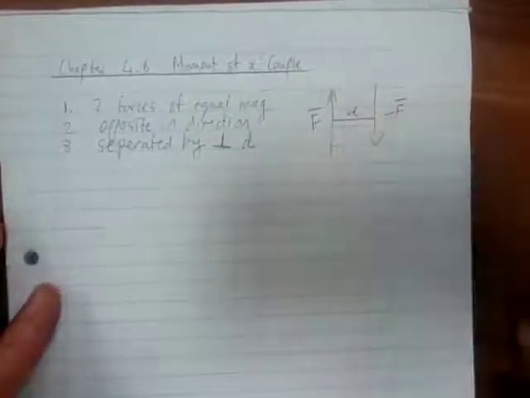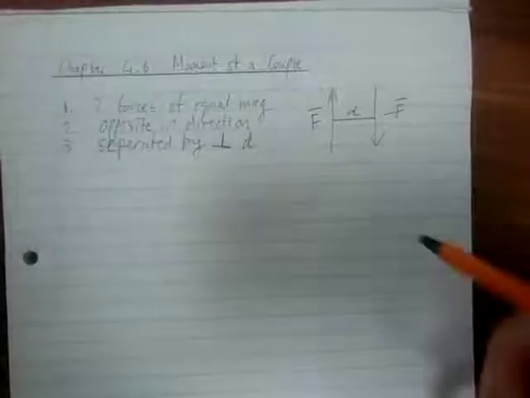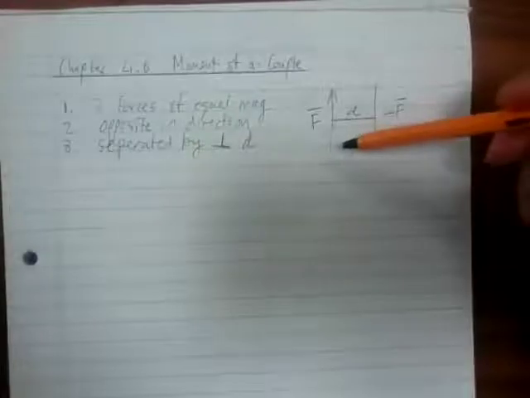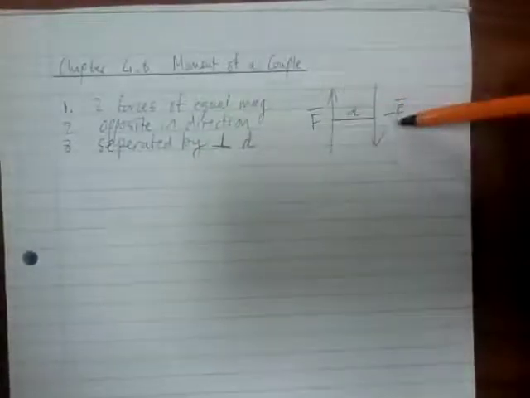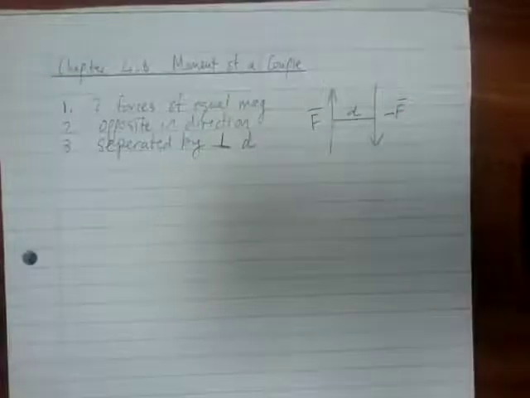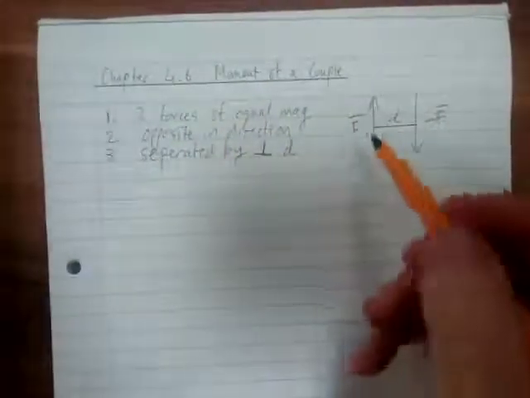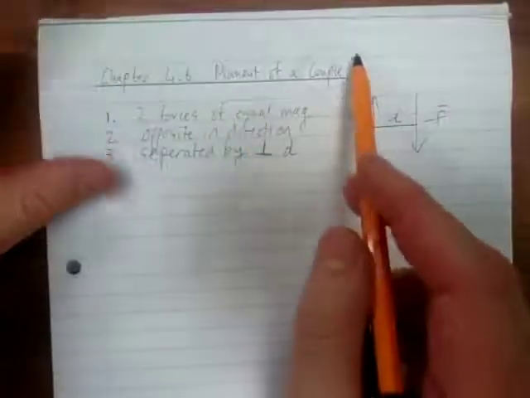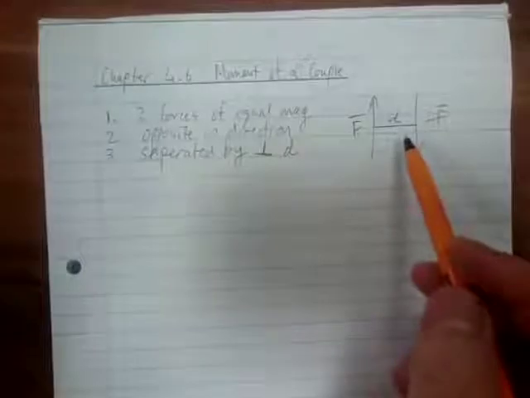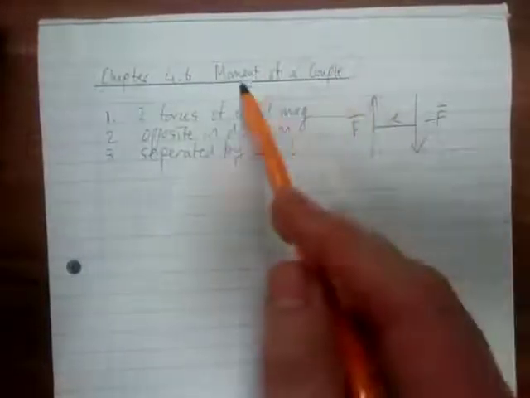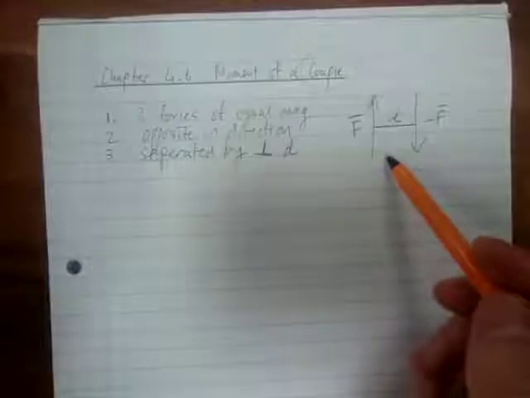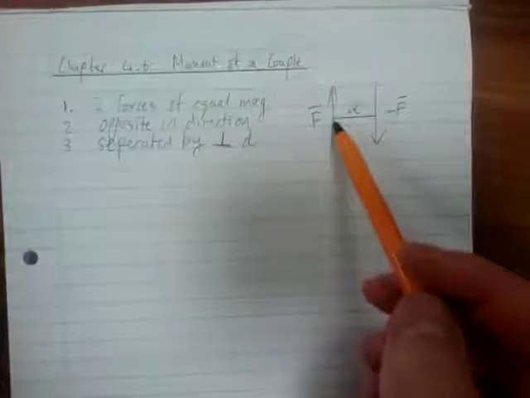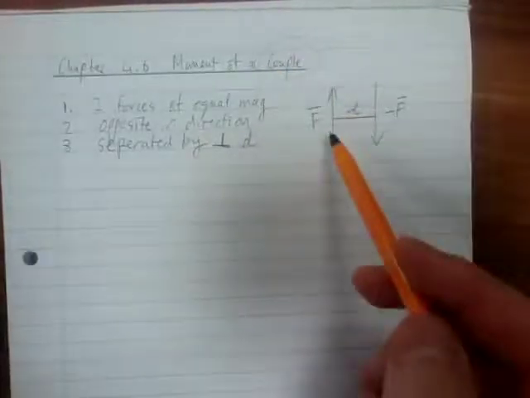There's a distance d that's separated. So they're opposite in direction, which means they're parallel. But they have the opposite direction, they have the same magnitude, and they have the separation d. Based on this, it is a couple. So don't get confused between a moment of a couple and a couple. A couple is simply the two forces. A moment is the rotational effect that these two forces cause.